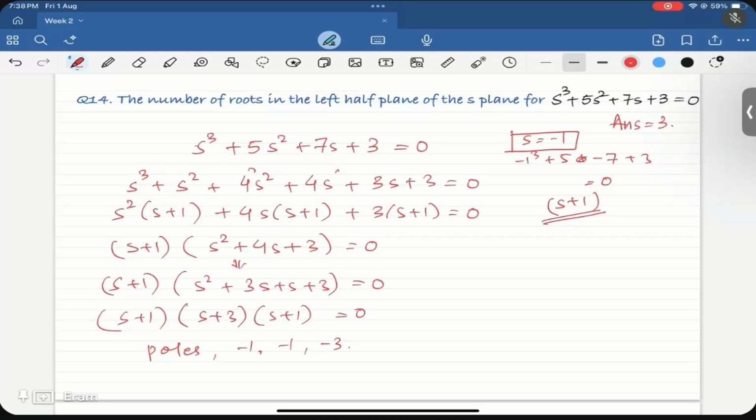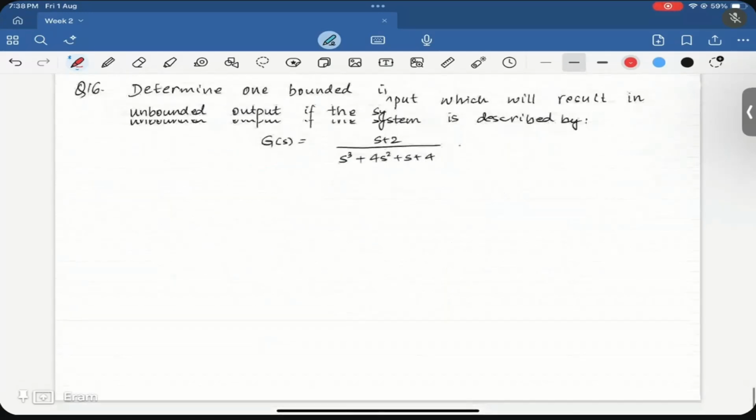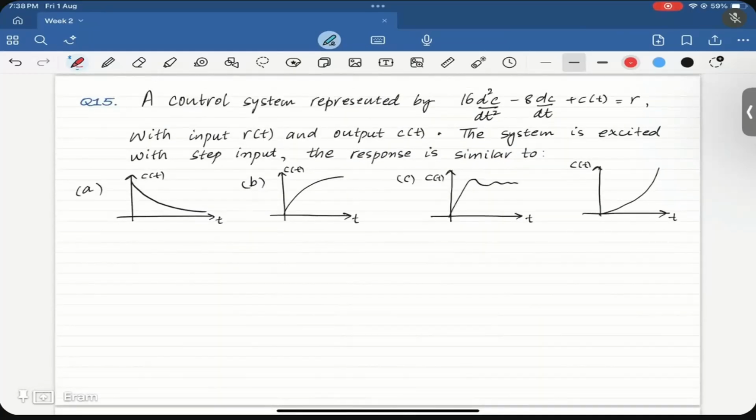Okay. So how many questions are left? So 2 questions. Okay. So this is the second last question.